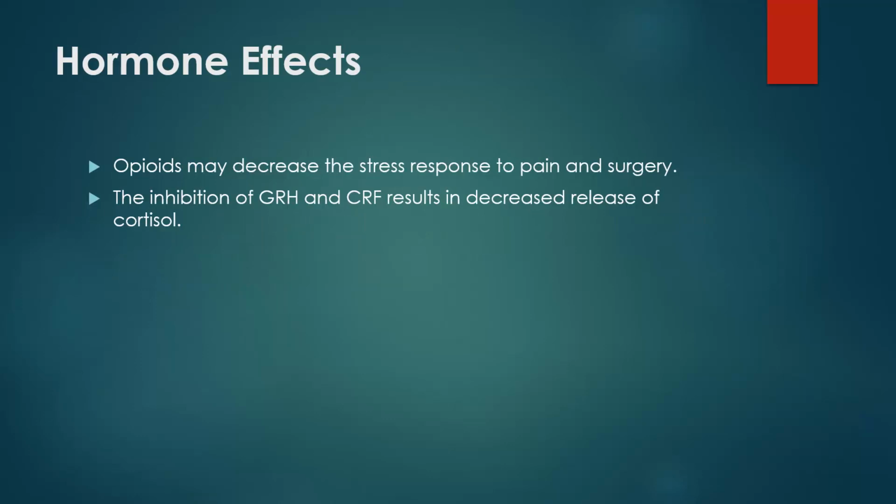Opioids may decrease the stress response to pain and surgery by acting on the hypothalamus. The inhibition of gonadotropin releasing hormone and corticotropin releasing factor results in decreased release of endogenous cortisol, so less stress response.